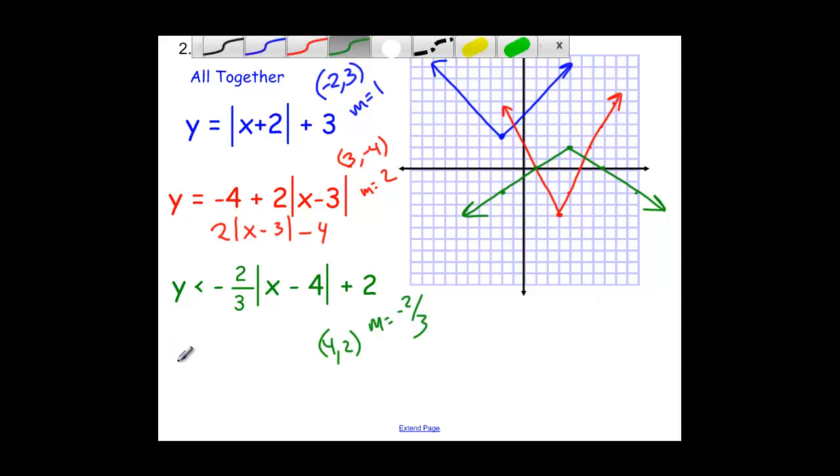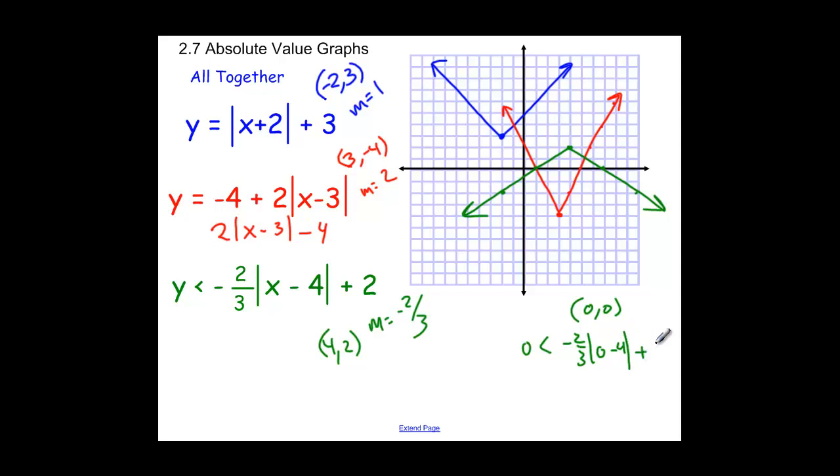All right. So let's go ahead and plug in a test point. I'm going to test, I'll do it over here, 0, 0. So I'm going to test is 0 less than negative 2/3 times the absolute value of 0 minus 4, plus 2. Okay, so let's simplify. So this is obviously 4. 4 times negative 2/3 is negative 8/3. Okay, plus 6/3, I need a common denominator. So is 0 less than negative 2/3? Okay, I'm going to say no, because 0 is not smaller than a negative number.